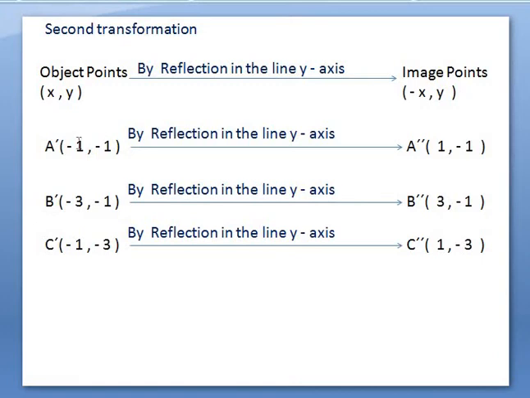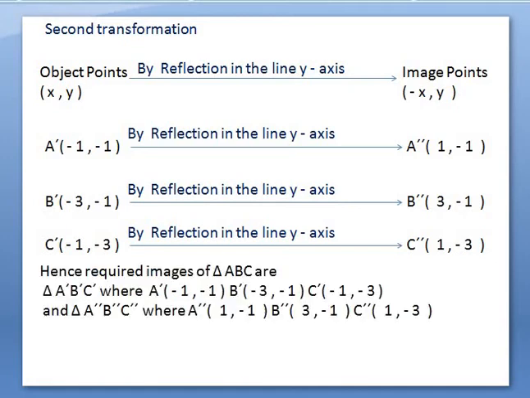So we have now transformed every image under the first transformation by the reflection in the y-axis, and we get A″(1, −1), B″(3, −1), and C″(1, −3), and this is the final image. And then we write the conclusion for this.